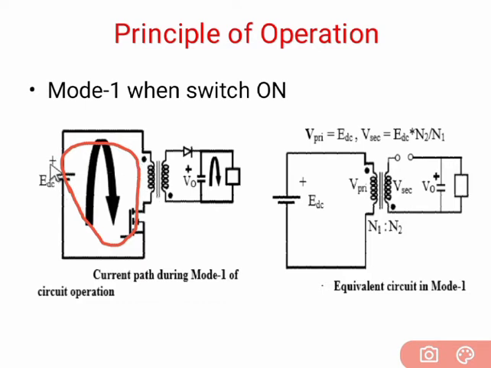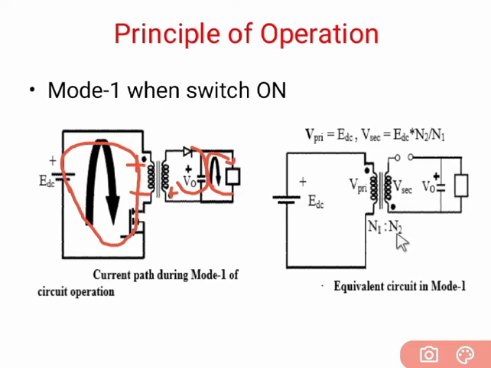So when the switch is turned on, the full input voltage EDC appears across the primary winding with the upper plate positive. This dot indicates that when the polarity of the primary winding is plus, then in the secondary winding this polarity becomes plus. So in these conditions the diode is in reverse bias, so no current will flow from the secondary winding, but still the power is delivered to the load from the capacitor, which stored the energy in the previous mode, that means mode 2.